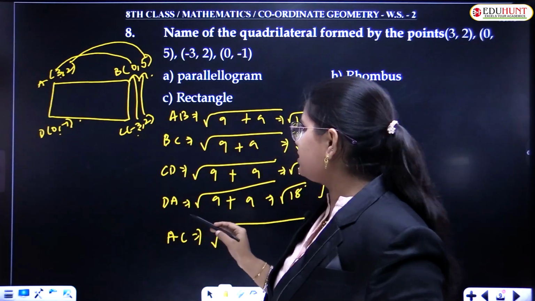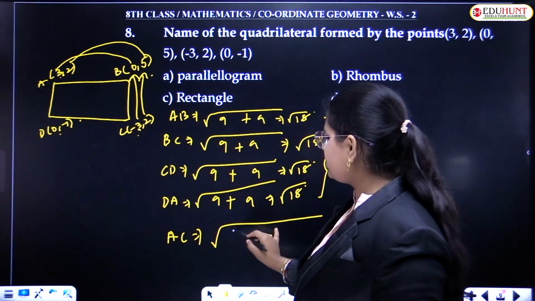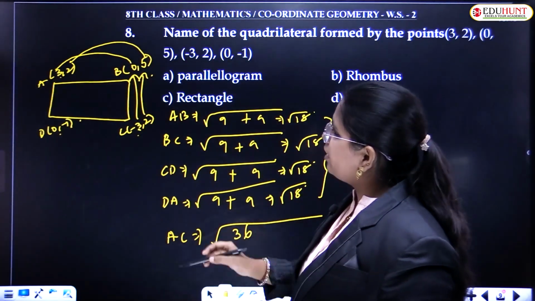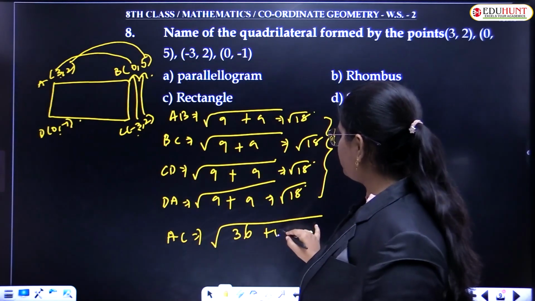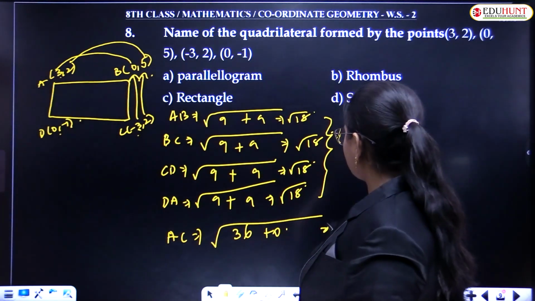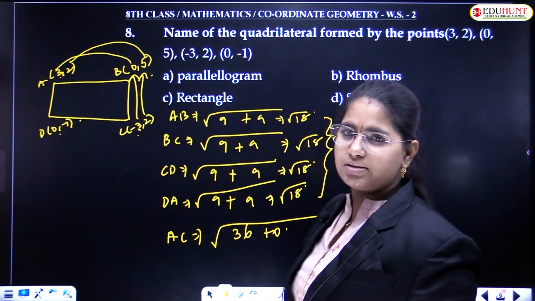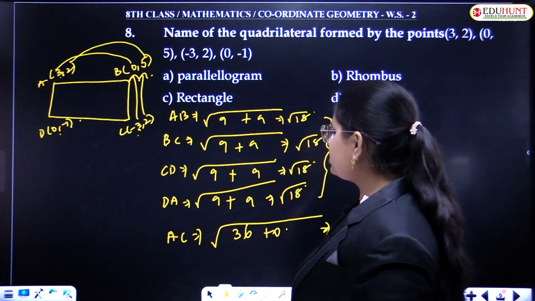AC: minus 3 minus minus 6, whole square, is 36. And 2 minus 2 whole square is 0. Right? So root 36 is 6. Yes? Root 36 is equal to 6.